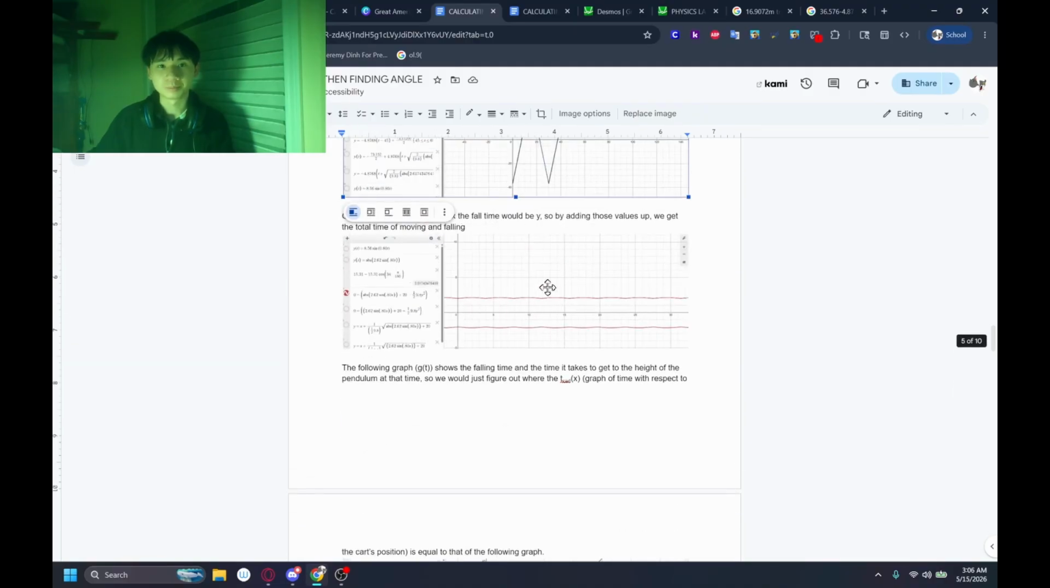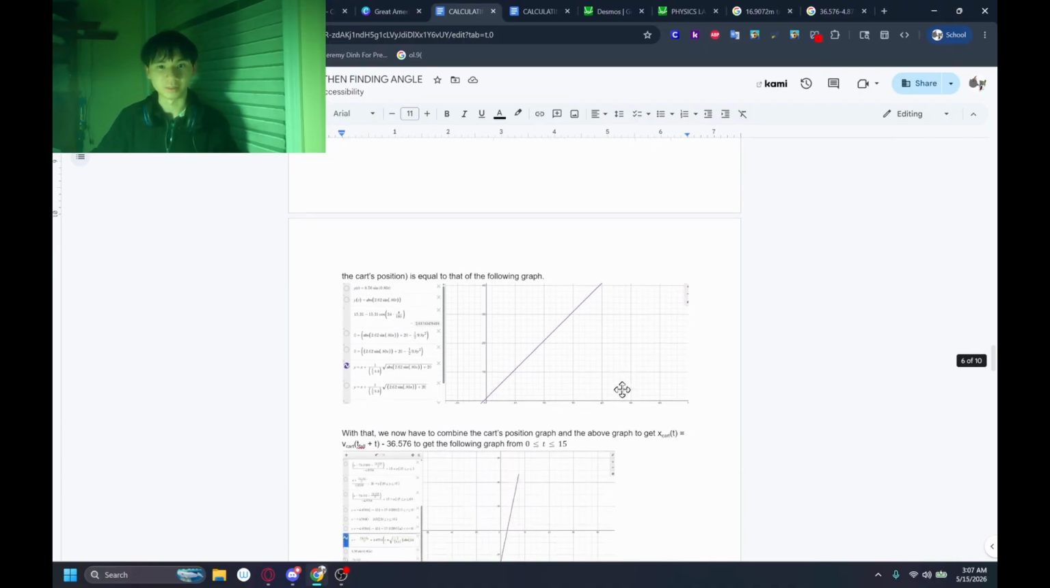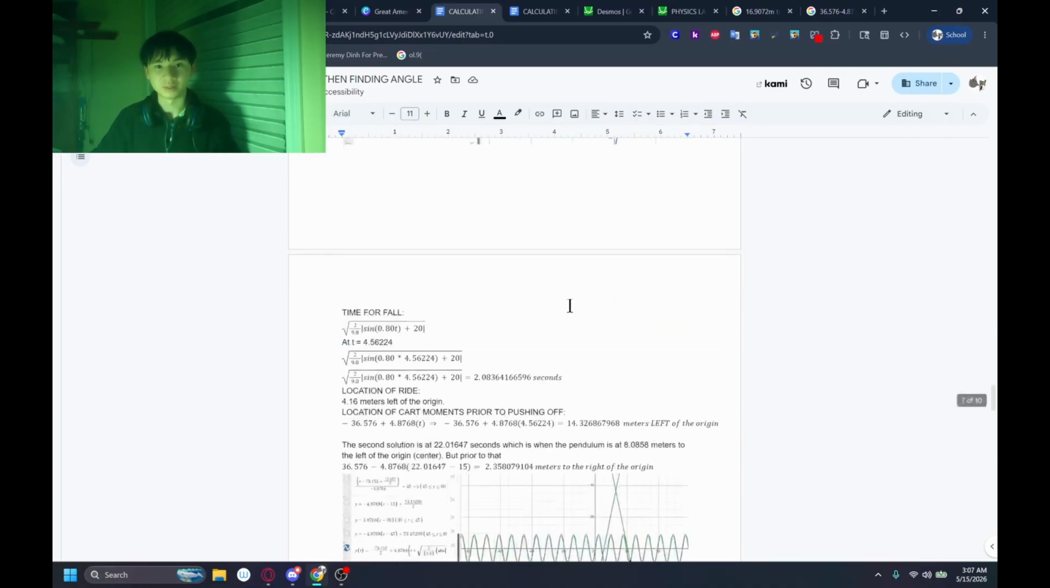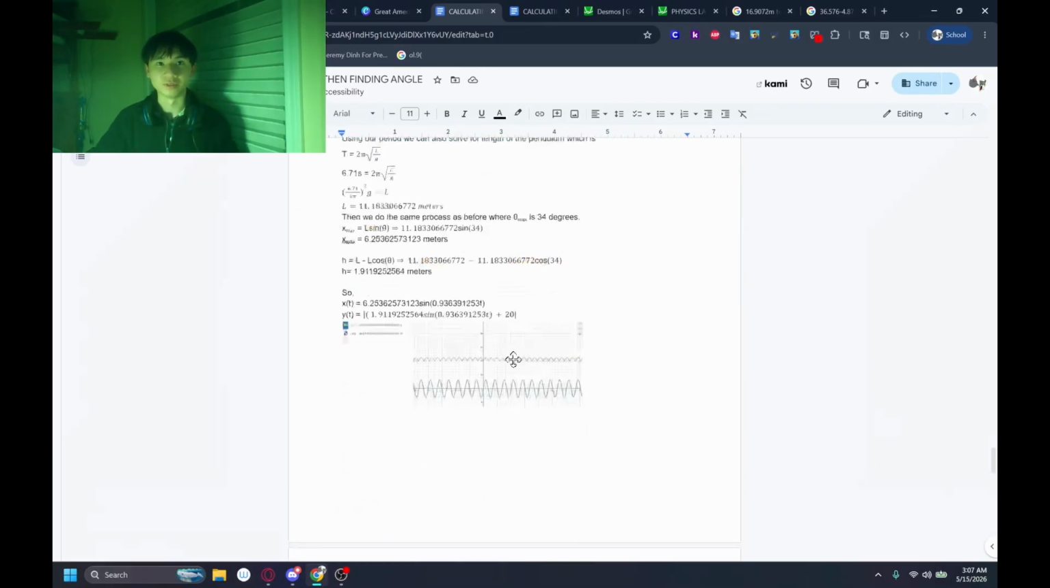So yeah, this is also the graph of the fall time. Depending on the certain time, there's going to be a y height, and then it's going to have a certain false fall acceleration depending on that fall time. And then there's just more to this, more math and everything. It just shows my work.